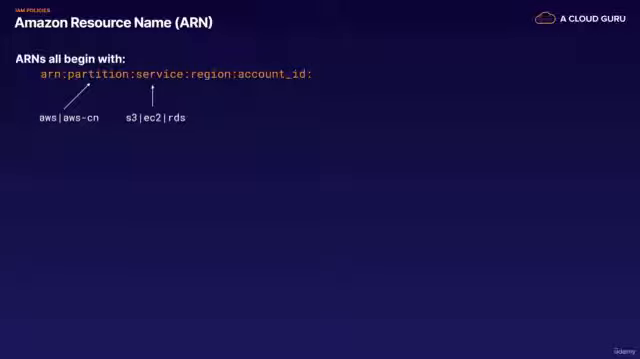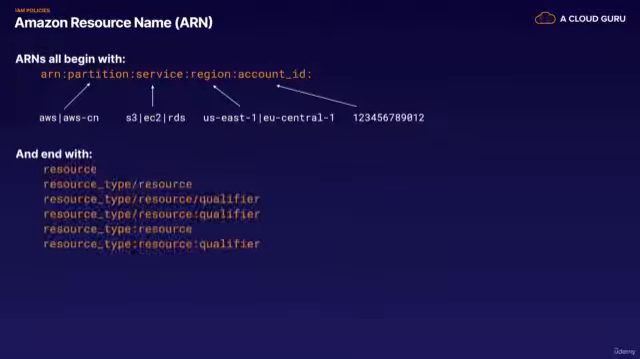Next, we have a service, and that's any of the AWS services like S3, EC2, RDS, DynamoDB, and so on. Then we have a region. So these are any of the AWS regions like US East 1, EU Central 1, and so on. And then finally, you have your 12-digit AWS account ID. So all ARNs begin with a string that follows this structure. And they end with something of the form resource or resource type and a qualifier. I realize this is super confusing and it makes no sense without an example. So let's take a look at some of those.